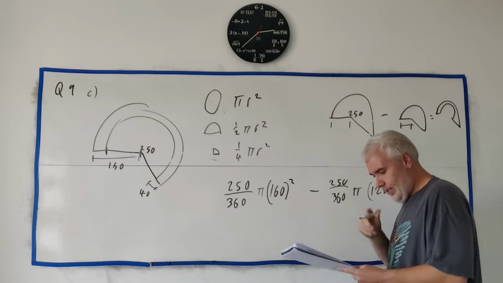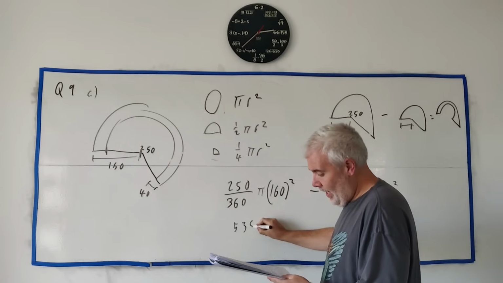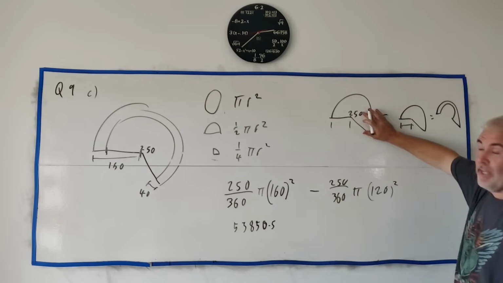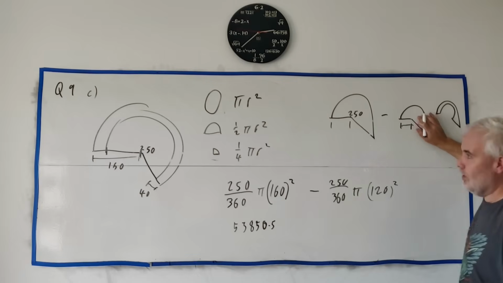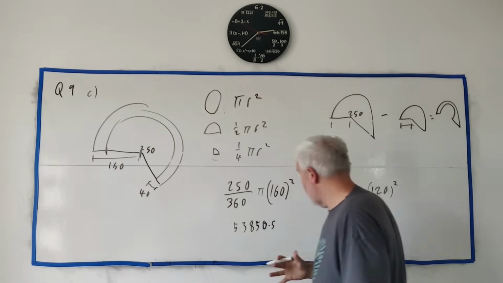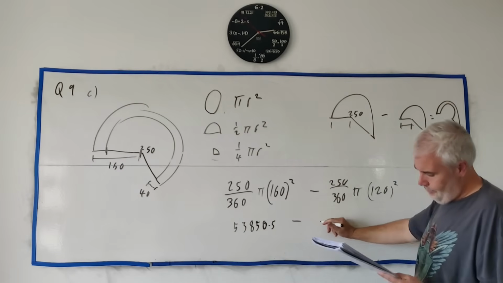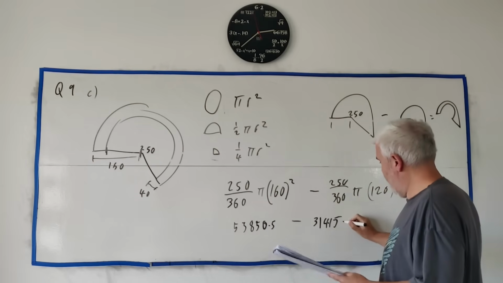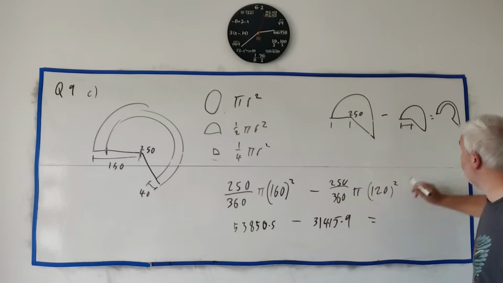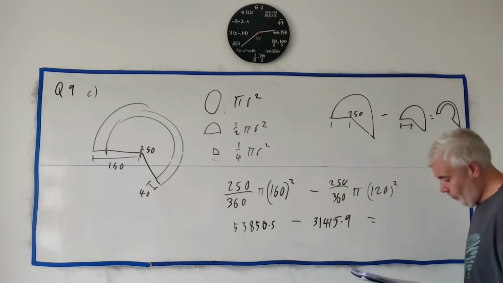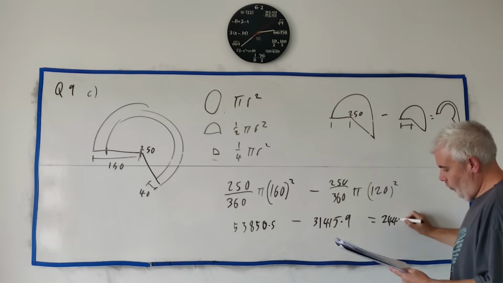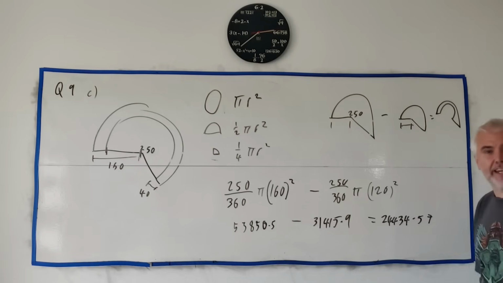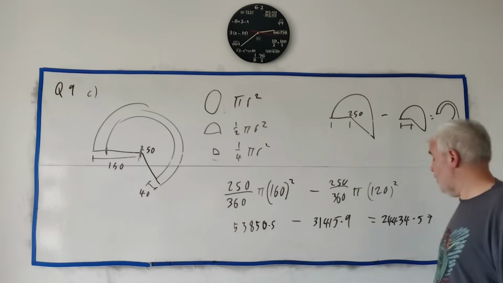If you put all that into a calculator, you can do it all in one go, or you can do it separately. I've done it separately here. 55,850.5 would be this big segment. This small segment, if we take that out, minus 31,415.9. What's left over is the shaded region they're looking for, and that is 24,434.57. They want it to the nearest centimetre squared.